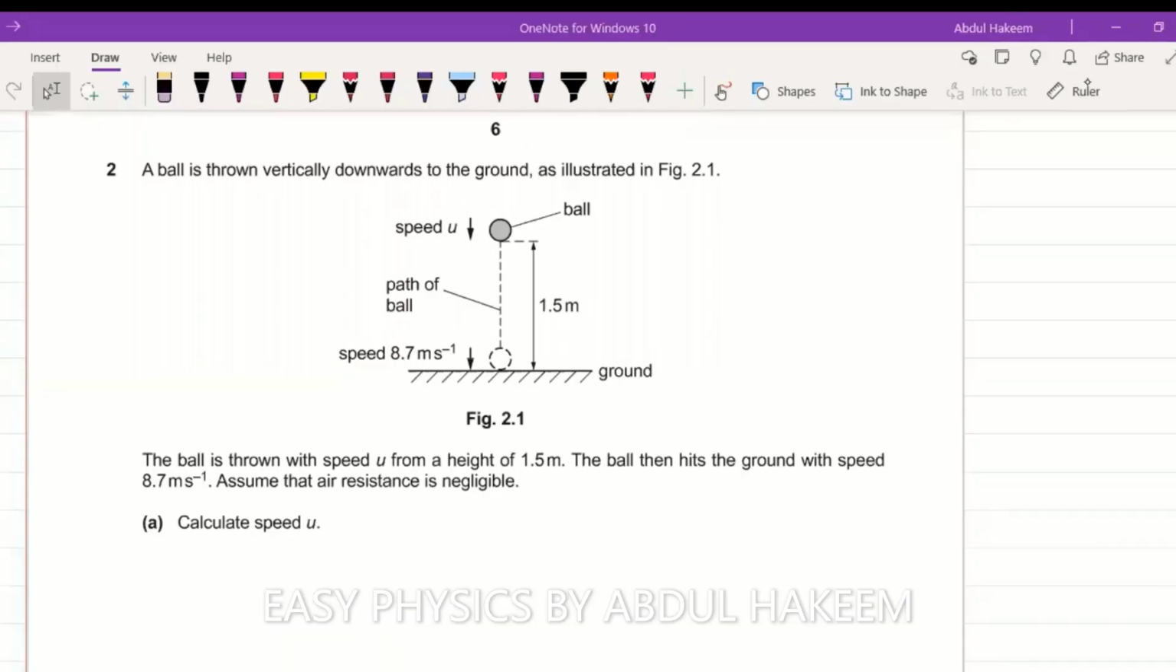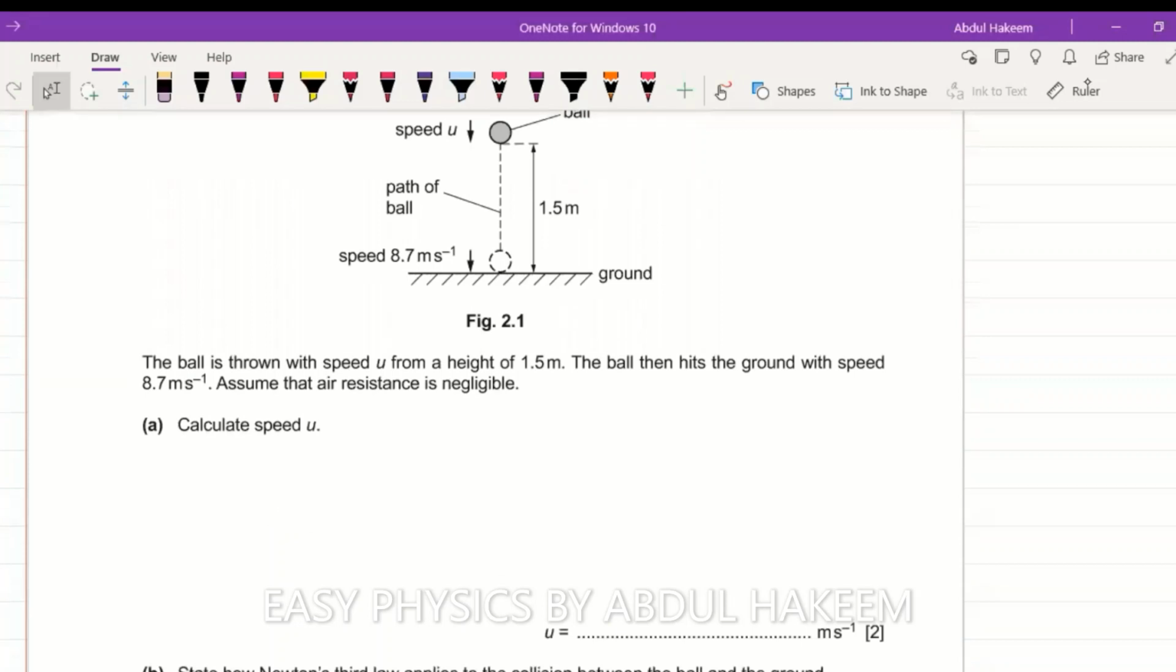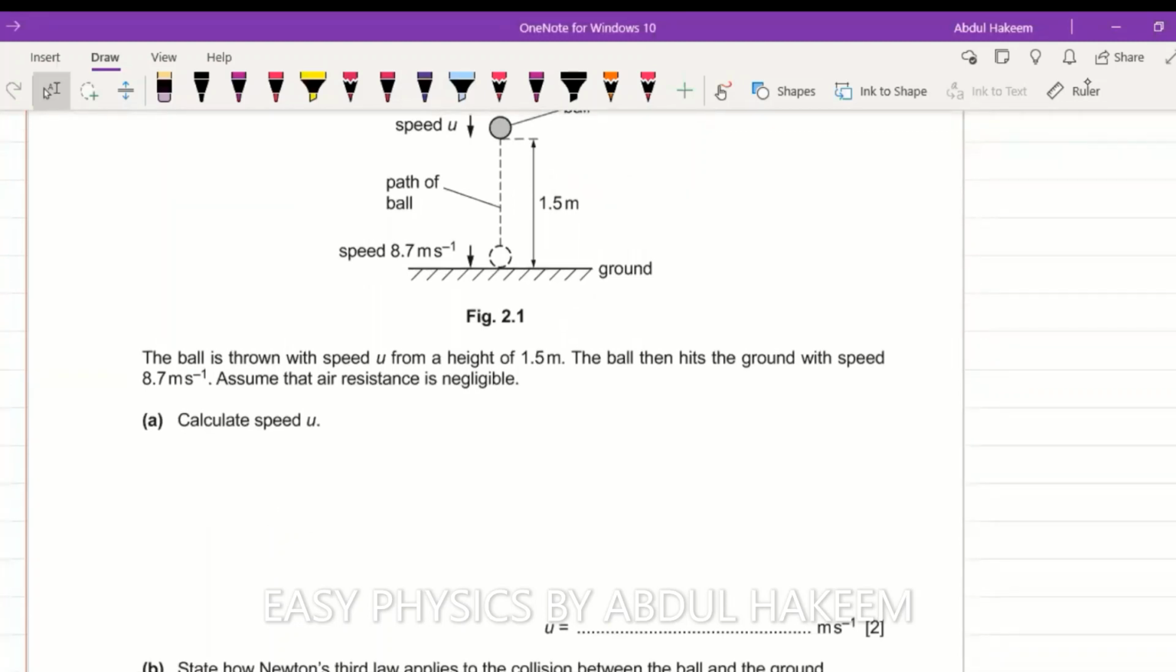Now move to question number 2. A ball is thrown vertically downwards to the ground as shown. The ball is thrown with a speed of u from a height of 1.5. It's not dropped from 0 speed. It is thrown vertically downward with speed u. The height lost is 1.5. The ball then hits the ground with the speed 8.7.